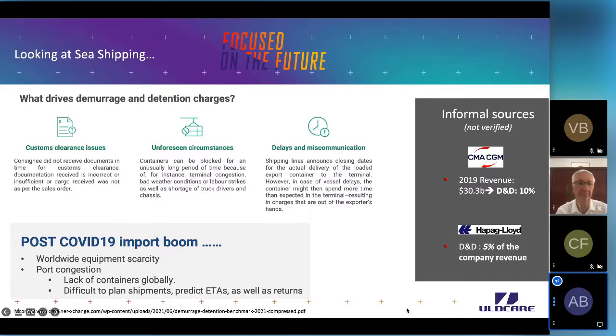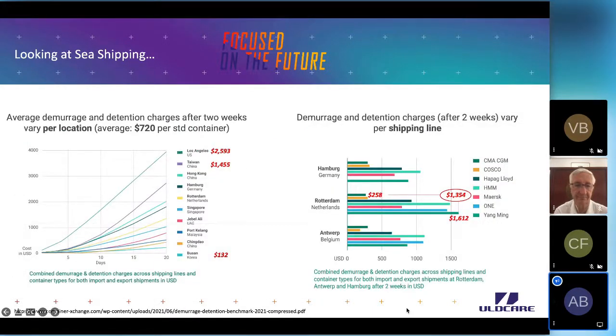So informally, a few hints about what it means for shipping lines. If you look at CMA CGM, informally we heard that detention and demurrage fees could represent around 10% of their revenue, which is massive. Hapag-Lloyd, we heard through the grapevine, should be about 5% of company revenue, which is still a bit massive. Again, this data is not verified, it's really informal feedback, but it gives a kind of idea of what it means for the sea shipping industry.